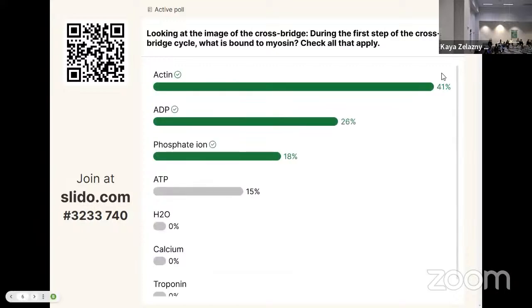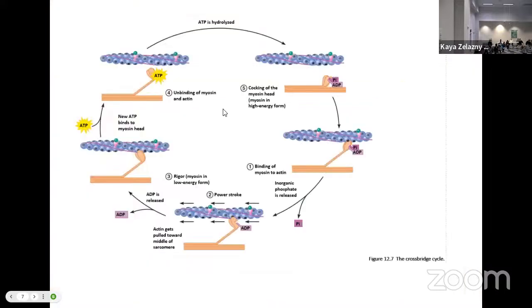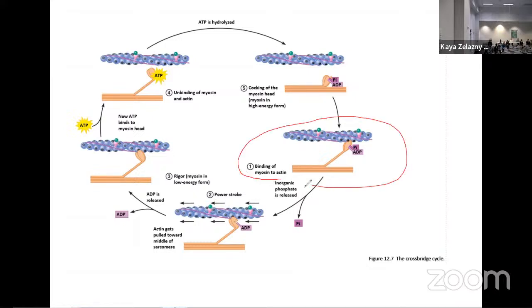Okay, cool. So in the first step, when we start this cross-bridge cycle, we're going to be already bound to actin. We're going to see that we have ADP and a phosphate ion bound to the myosin as well. So we're going to look at the picture. The first thing to notice about this picture is that number one is not at the top. We're starting down here. So our first step is when we bind our myosin to the actin.